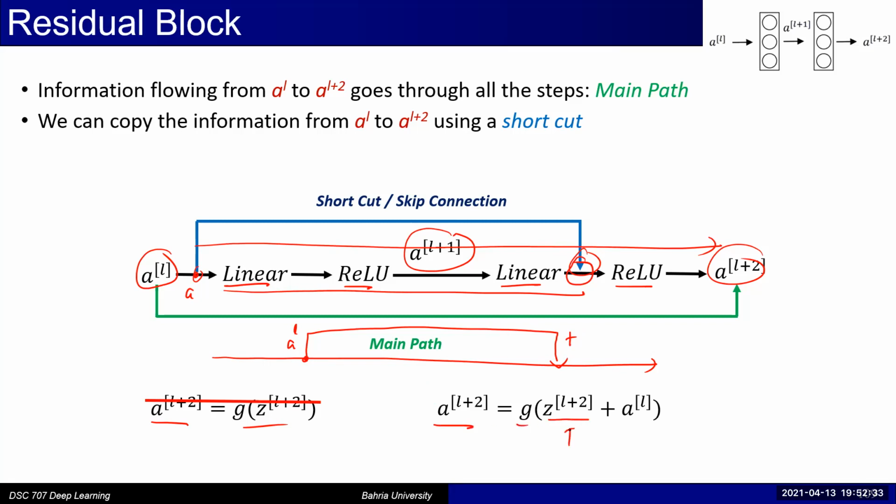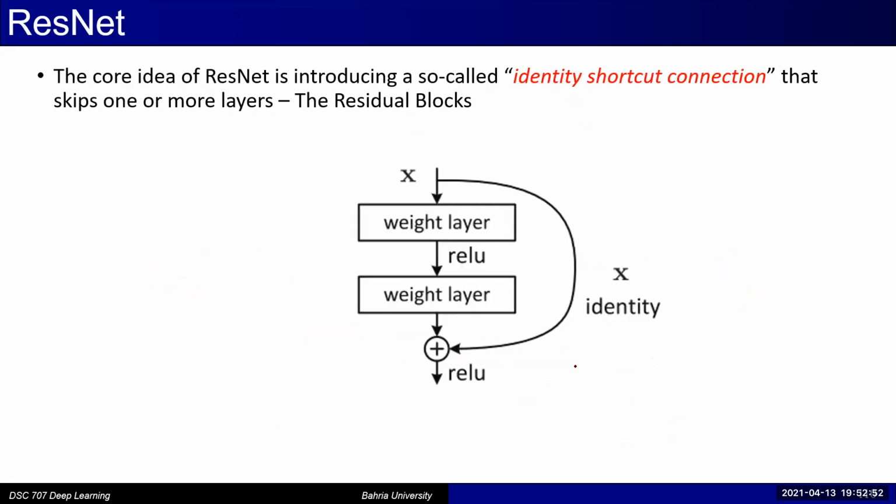This is coming from the main path. And you also have this, which is coming from the shortcut path, or the skip connection, or, you can say, identity connection. There are many names for this. So now your expression for A of L plus 2 has changed. This is a new term which you have added. And the second term you see in this expression is coming from that shortcut path, right?